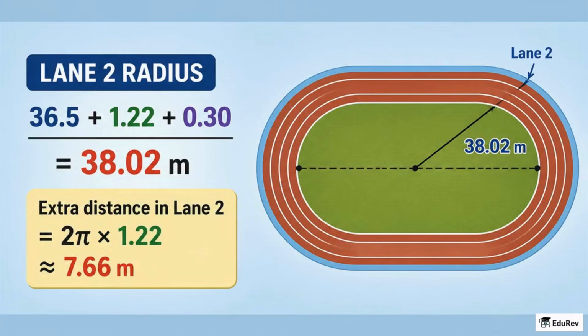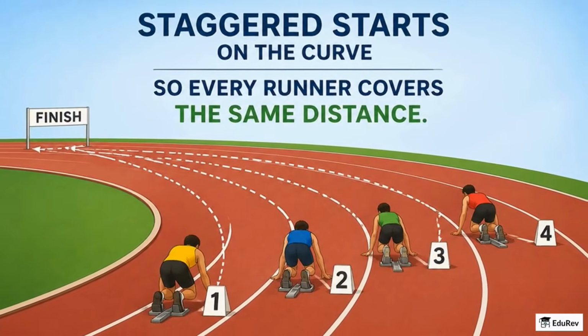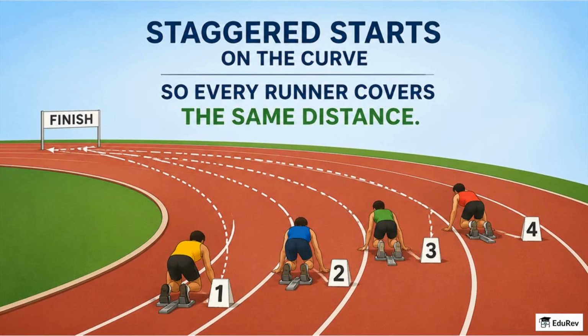Lane 2 radius is 36.5 plus 1.22 plus 0.30 equal to 38.02 meters. So the extra distance in lane 2 is 2π times 1.22, which is about 7.66 meters. This is why starts are staggered on the curved track, to make each runner cover the same total distance.